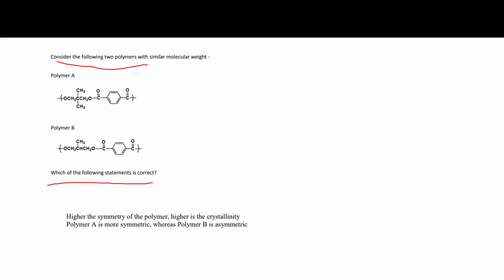Now the next question is, consider the following two polymers with similar molecular weights. Which of the following statements is correct? In between, you have to measure which one needs higher energy, which is more rigid and which is more flexible. If you look at polymer A and polymer B, polymer A has two CH3 groups present, and here only one CH3 is present.